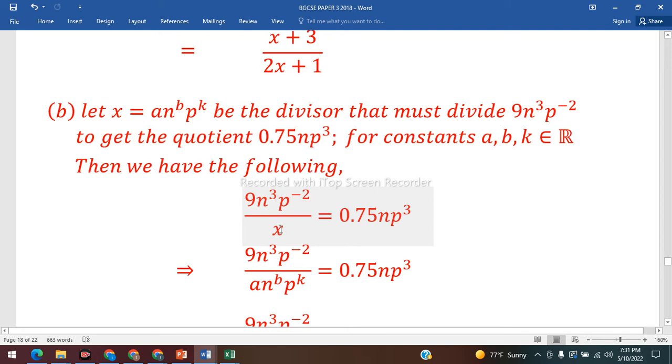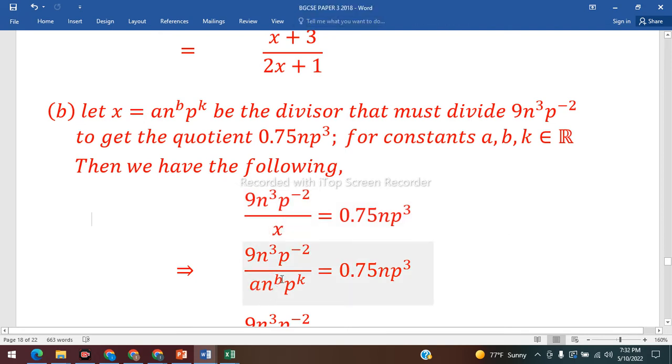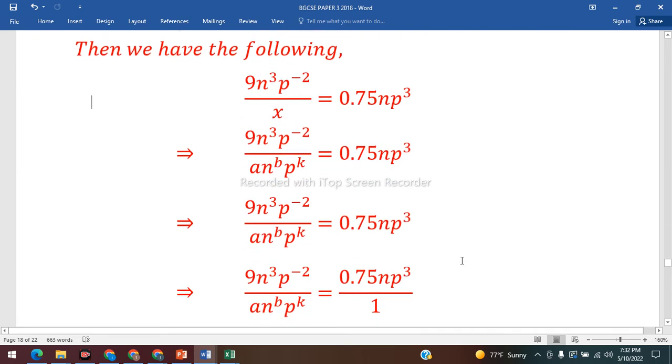Now we already said that our x is going to look like a, n to the b, p to the k. And the reason why we say that is because it's going to look sort of like the top. We don't know what it's going to be exactly, but it's going to look sort of like the top. So because we have a number in front, we put a. Because we have n, we put n. And because we have p, we put p. We don't know what b is and we don't know what k is. But we know they're going to be something such that we're going to get 0.75 n p to the third power.